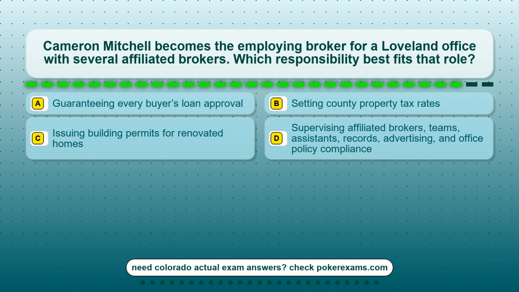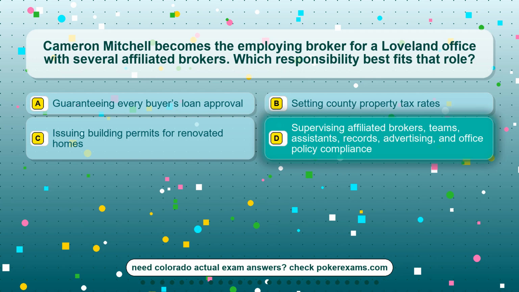Question 4. Cameron Mitchell becomes the employing broker for a Loveland office with several affiliated brokers. Which responsibility best fits that role? Option A, guaranteeing every buyer's loan approval. Option B is setting county property tax rates. Option C, issuing building permits for renovated homes. Option D is supervising affiliated brokers, teams, assistants, records, advertising, and office policy compliance.